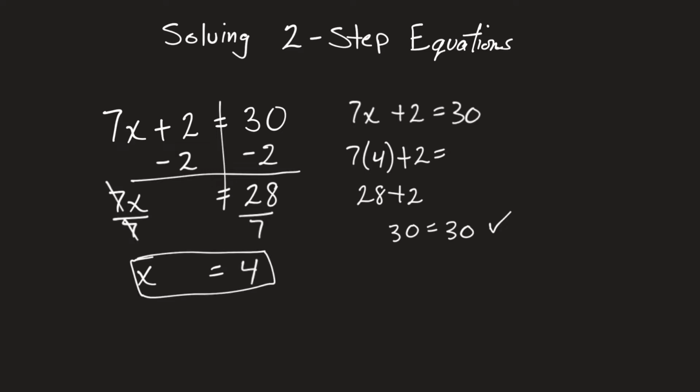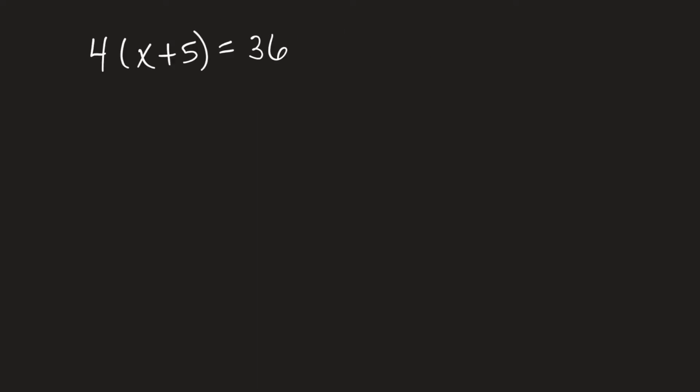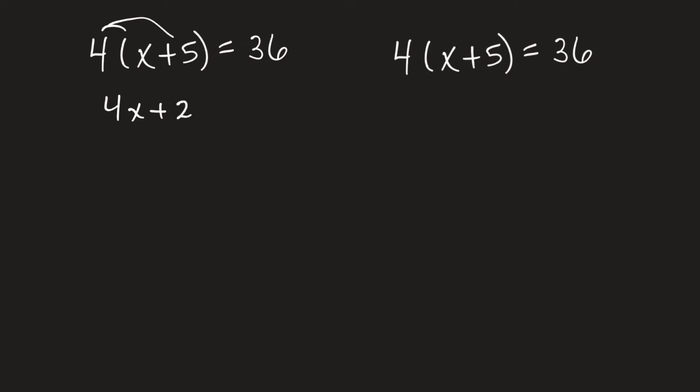Next one. We have this one. Now, there are 2 ways of doing this problem. I'm going to copy this and do it twice, and you can decide which way you like best. First, I'm going to distribute. I'm going to distribute that 4 to both items in there. 4 times x is 4x, plus 4 times 5 is 20, and that equals 36.